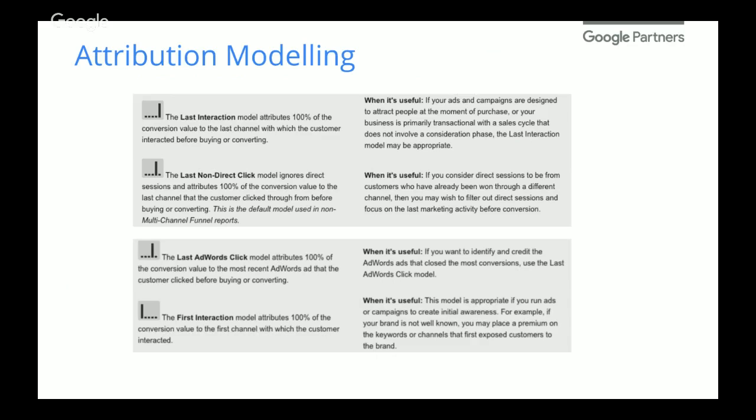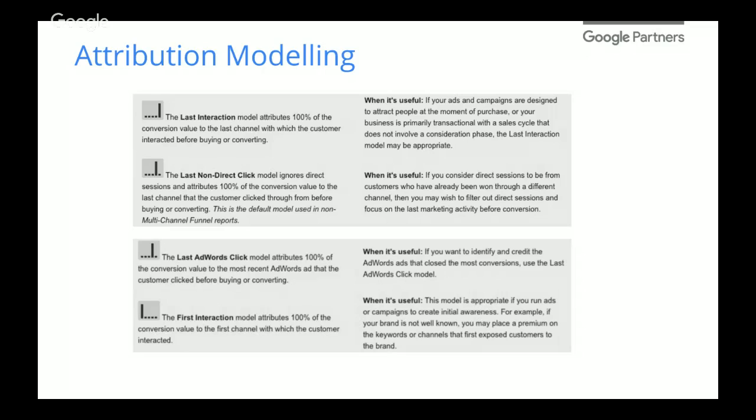The last AdWords click model attributes 100% of the conversion value to the most recent AdWords ad that the customer clicked before buying or converting. It's useful if you want to identify and credit the AdWords ads that actually closed the deal. That's when you'd use the last AdWords click model.